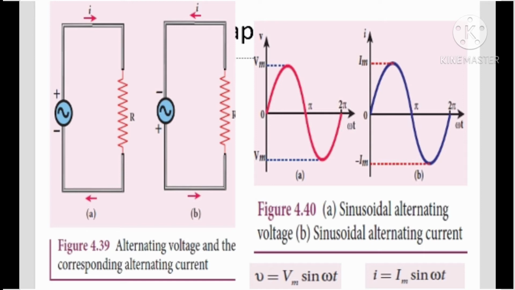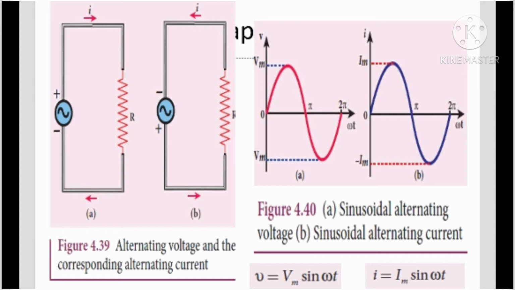After a short time, the polarities of the source are reversed, so that the current now flows in an anticlockwise direction, which is shown in figure 4.39b. This current, which flows in alternating directions in the circuit, is called alternating current.